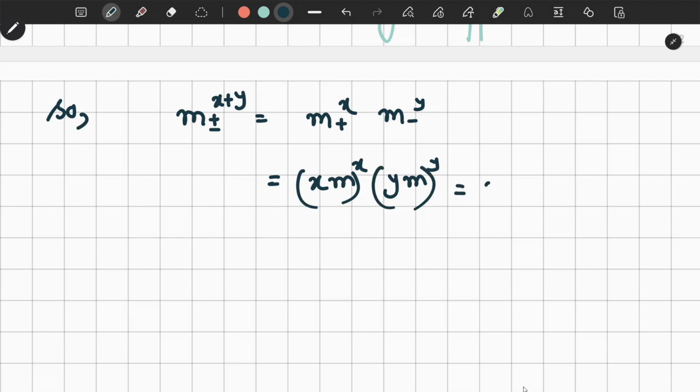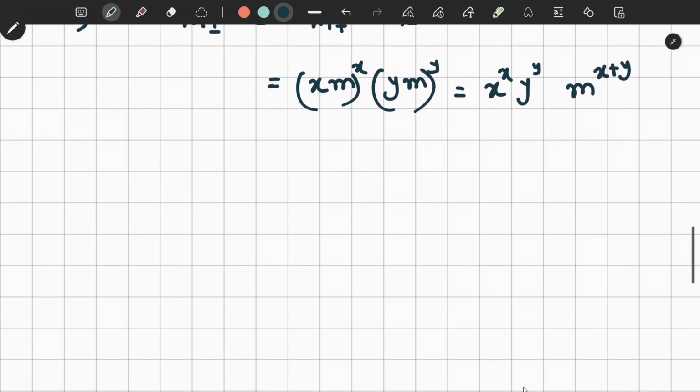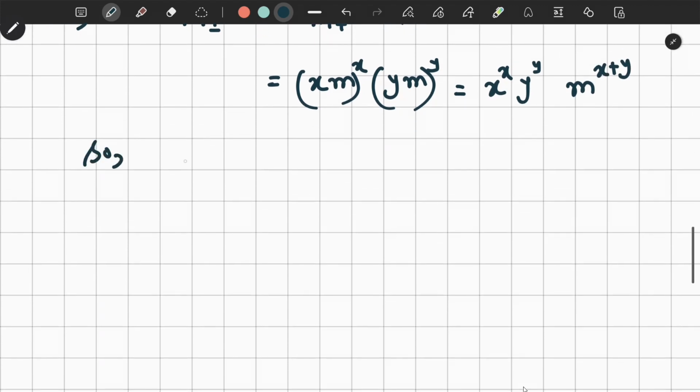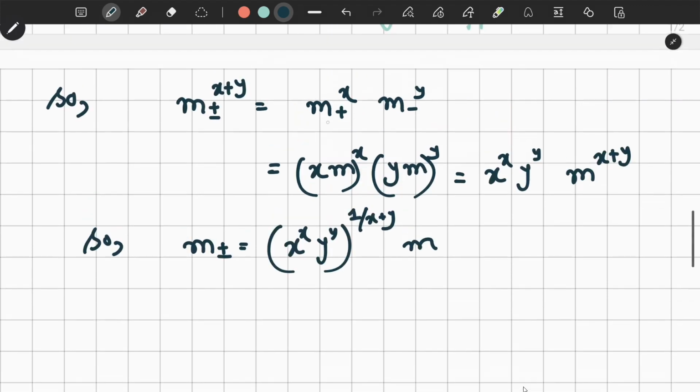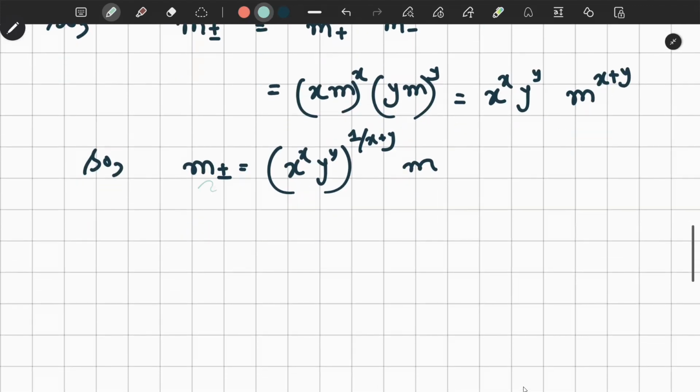So it will be x to the power x, y to the power y, and then m to the power x plus y. So m plus minus will be x to the power x, y to the power y, to the power 1 by x plus y, times m. This is the mean molality, and this is the molality of the salt.